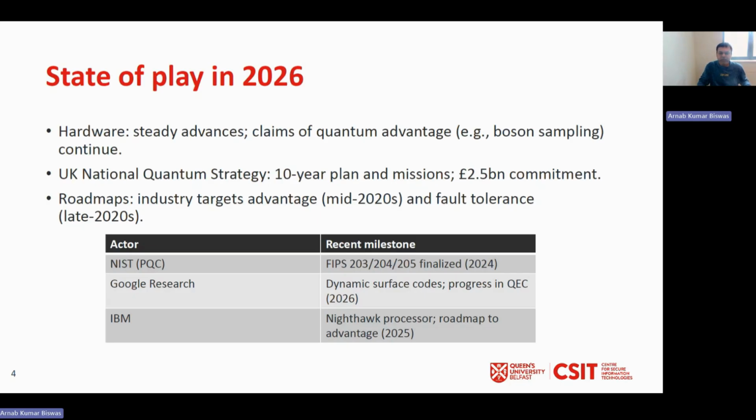IBM also has released something called the Nighthawk processor. They have their own roadmap. Different companies are proposing different things, but more or less they are targeting a similar roadmap. There are other companies also, and they are targeting fault tolerance towards the late 2029 or something. So that's the current stage this year. So we can see.